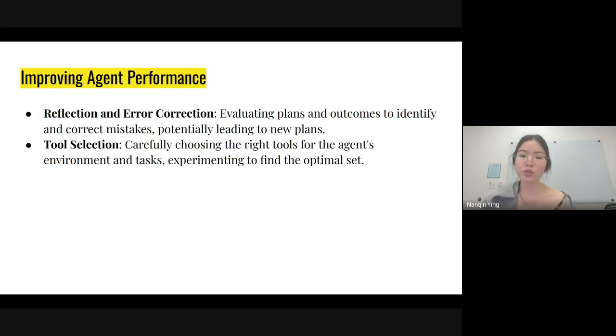For example, when we let the AI agent make a plan, it can immediately do reflection and error correction, and after that we can get a better plan, and then we execute the plan. At every step, we do the evaluation and error correction to make sure every step has good performance. Then at the end, we can get a really good performance. So that's a really important part of improving the agent's performance.